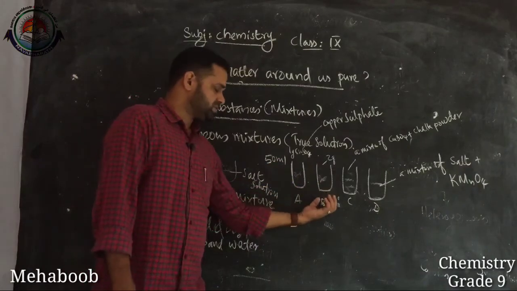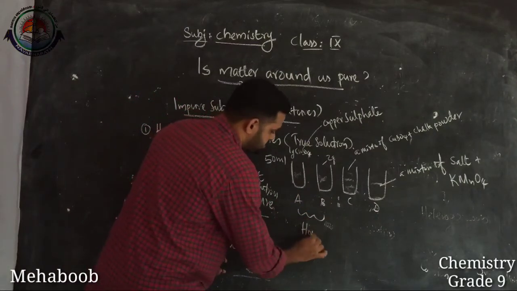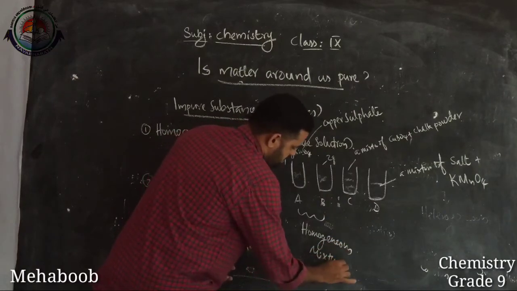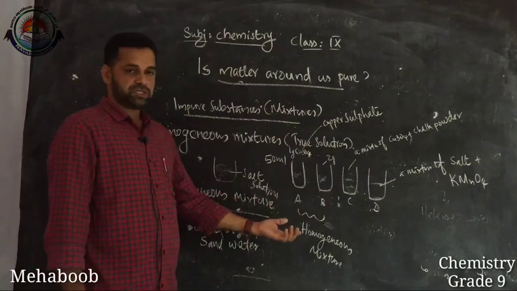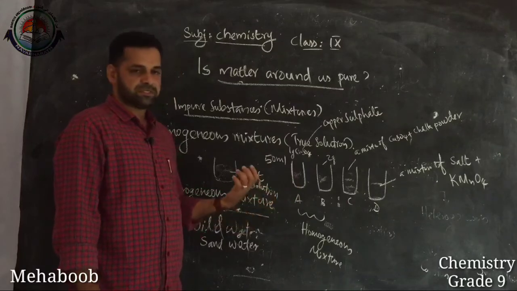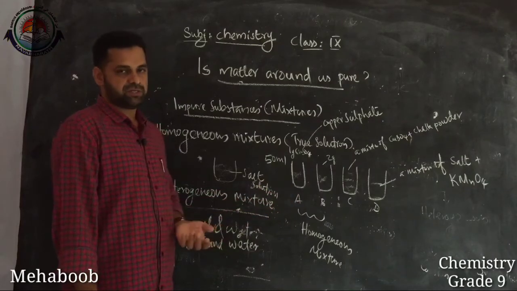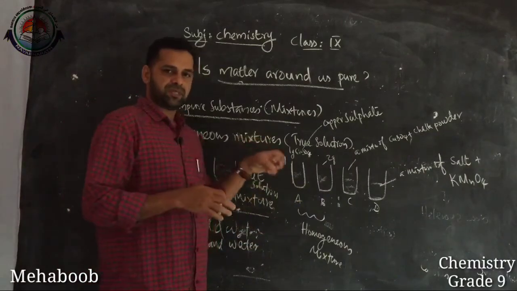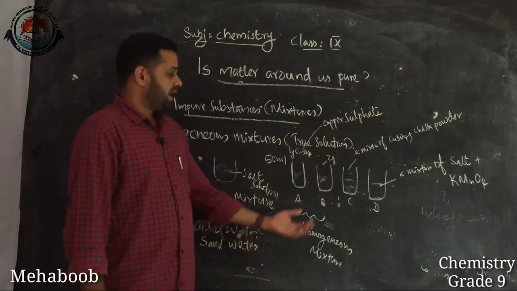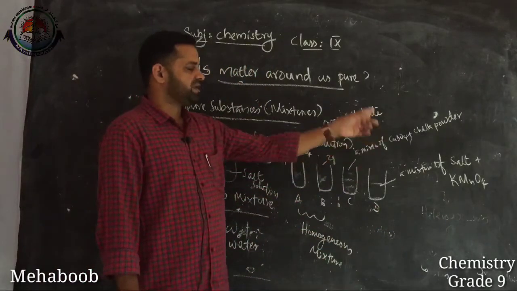So test tube A and test tube B, they are called what? Homogeneous mixtures. But the thing is that both are homogeneous, but the composition is different. So in a homogeneous mixture, we have a variable composition. In a homogeneous mixture, we have variable compositions. That depends on the amount of substance that we are taking. Okay. So both test tube A and B are homogeneous mixtures, and in test tube C and test tube D, here we have taken a mixture of copper sulfate and chalk powder.